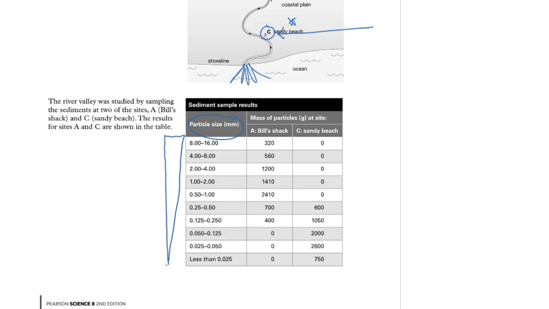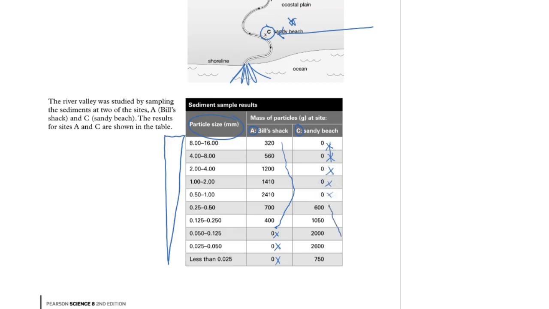This column here is A, Bill Shack, and this column here is C, Sandy Beach. Now, as you can see here, Bill Shack has some bigger rocks here, a lot more bigger rocks, lots of bigger rocks, less bigger rocks, and then no small rocks at all. Sandy Beach, however, doesn't have any big rocks.